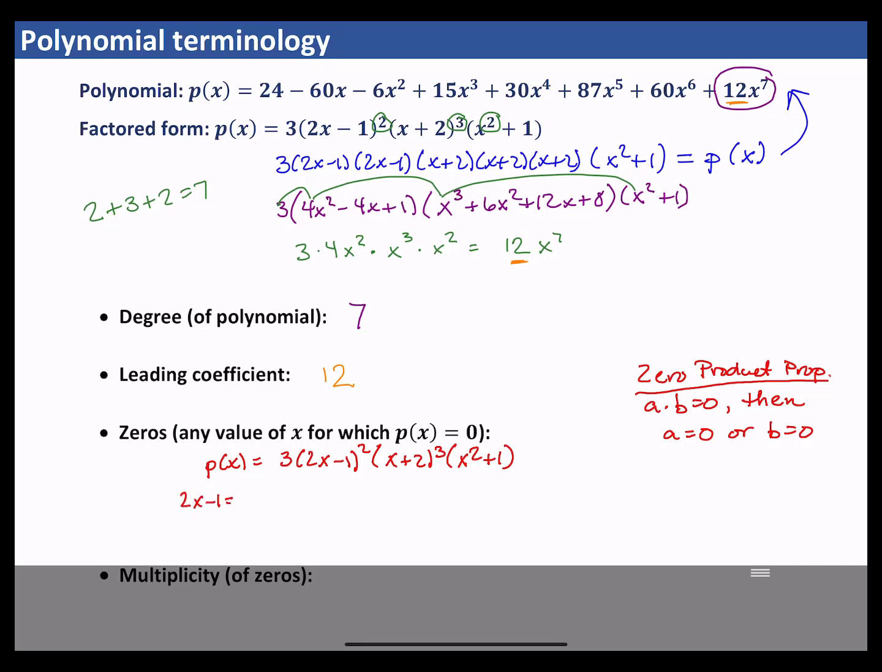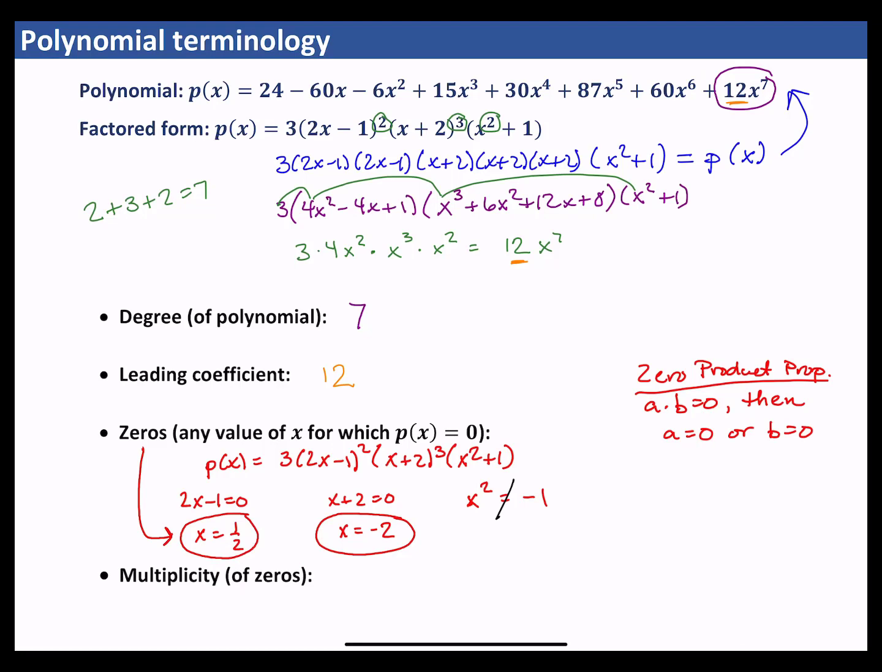So 2x minus 1 equals 0 when x equals 1/2. X plus 2 equals 0 when x equals negative 2. And notice that x squared plus 1 equals 0 when x squared equals negative 1, but that's not possible within the real numbers. So we say the real zeros of this polynomial are x equals 1/2 and x equals negative 2. If we graphed p of x, we would see there are x-intercepts at the points 1/2, 0 and at negative 2, 0.